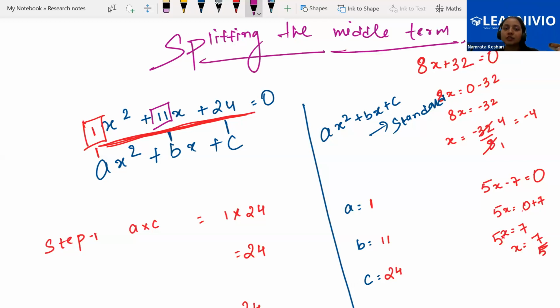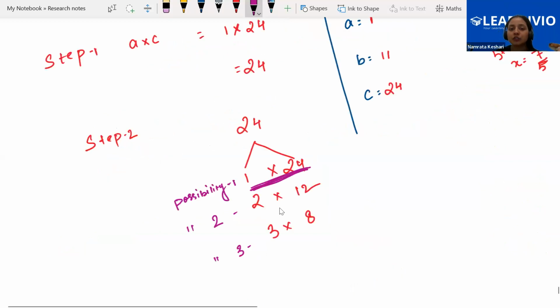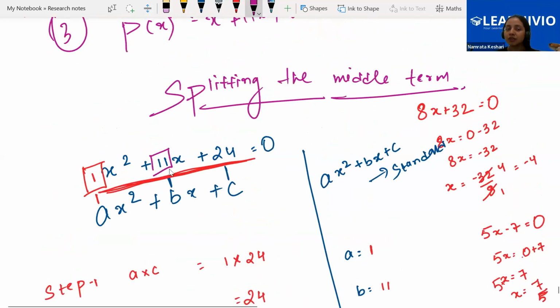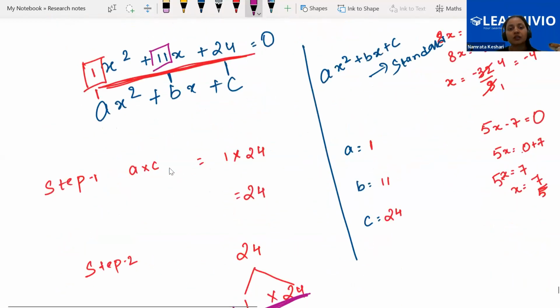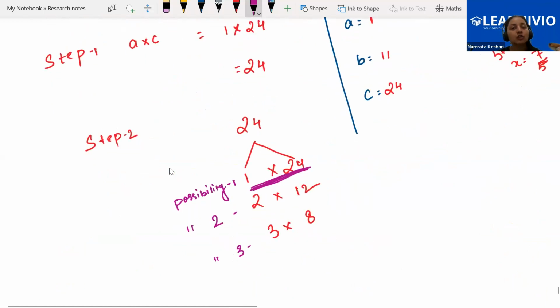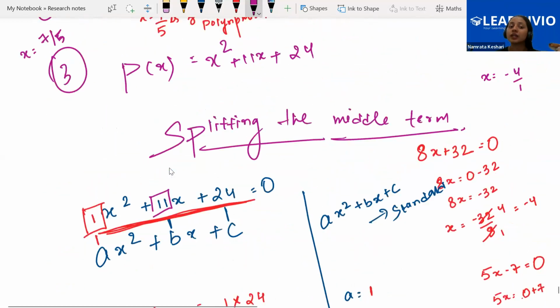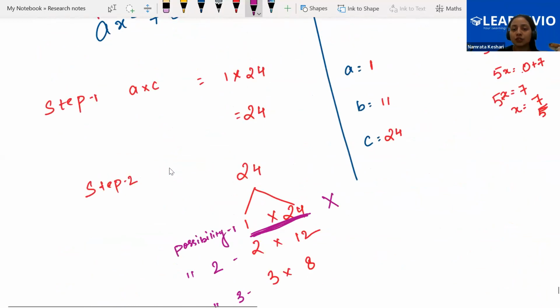Okay. So just by adding these two numbers, when you add 24 and 1, the answer will be 25. Are we having middle term as 25? No, our middle term is 11. If we do the subtraction of 24 and 1, still we will not get 11. So possibility 1 is not working. Next one, let's check it.